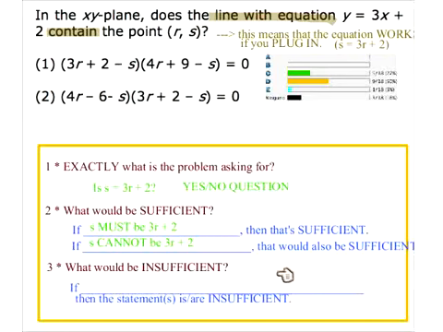No, that's wrong. This is a yes/no question. Insufficient means 0 has nothing to do with it. Sufficient means it either has to be yes or has to be no. Insufficient means could be either one. So if S could be 3R plus 2, but could also be other than 3R plus 2, then the statement is insufficient.